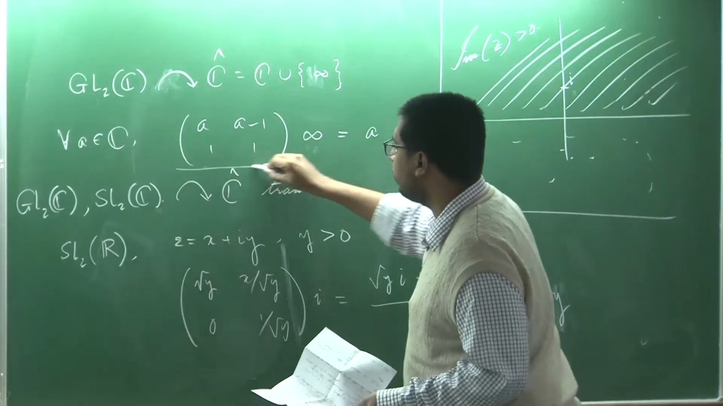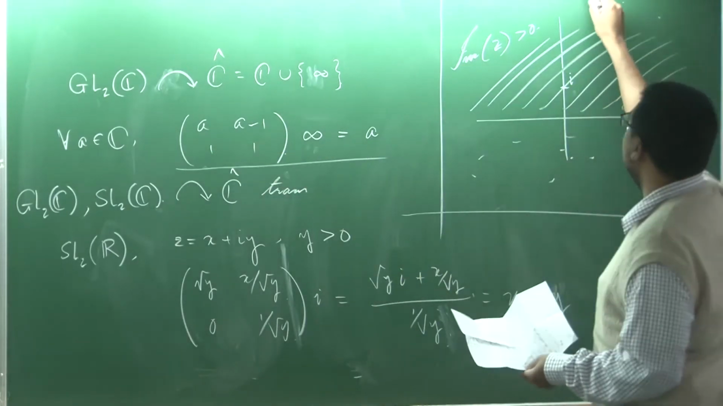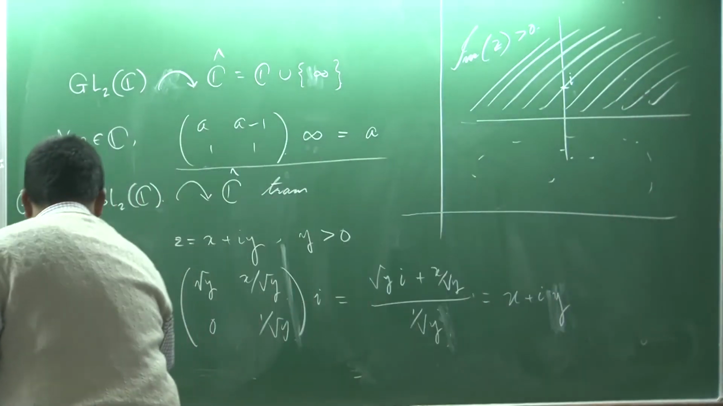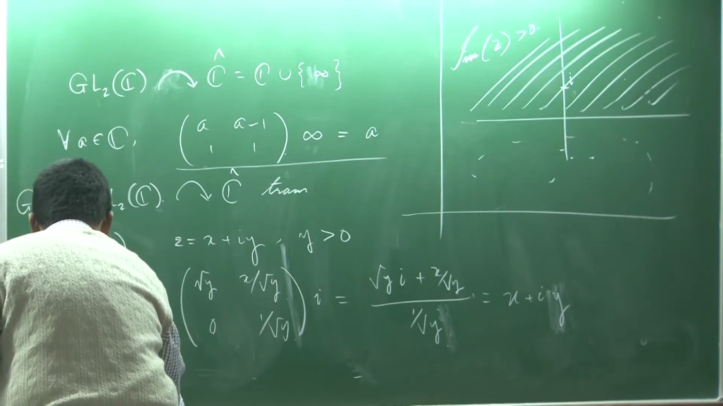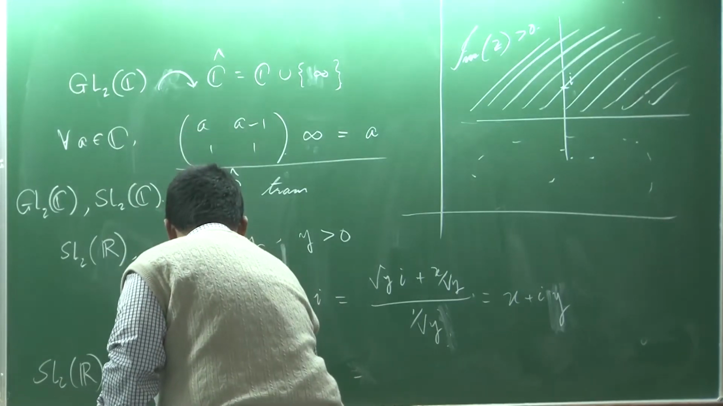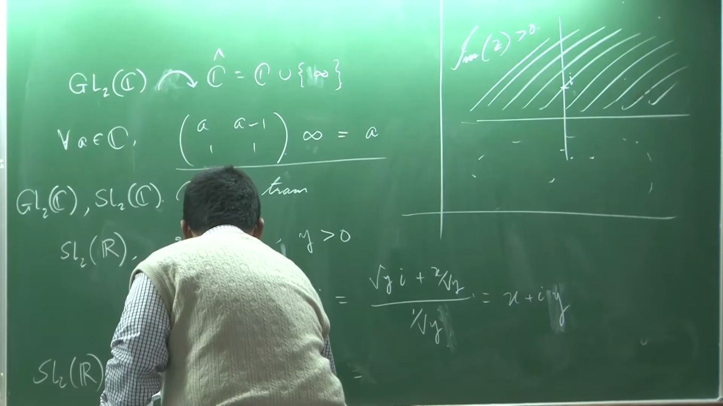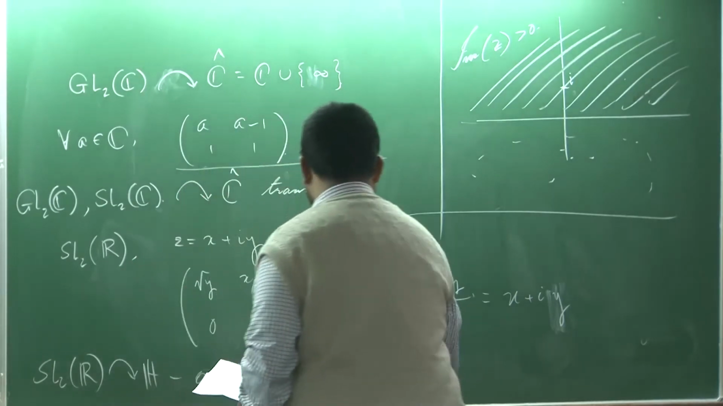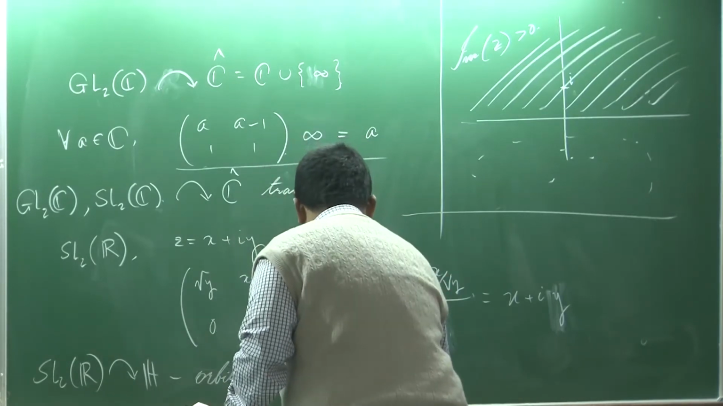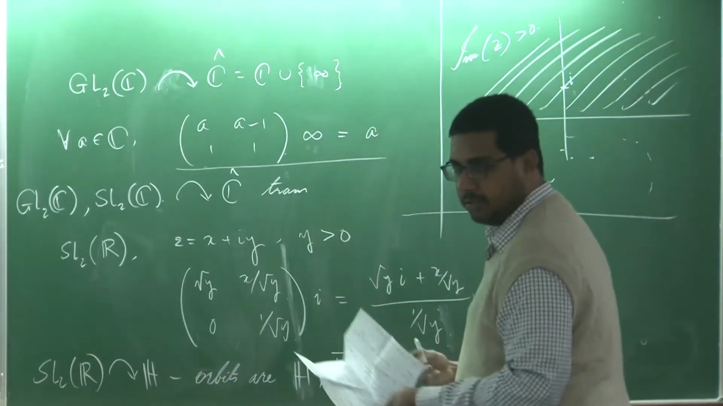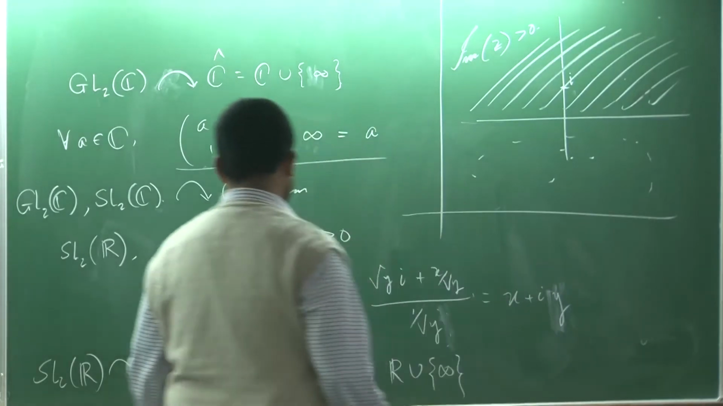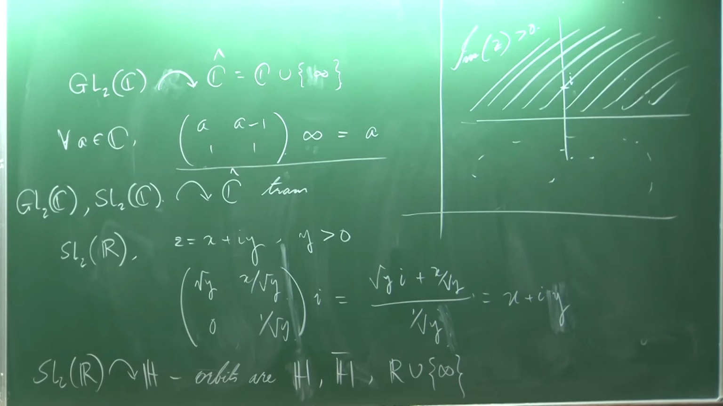Now, this shows that the infinity can be brought to any other point on the real axis. Therefore, under the action of SL2R on H2, the upper half plane, we exactly have 3 orbits. One orbit is the upper half plane itself, another orbit is the lower half plane, which is nothing but the complex conjugate of the upper half plane, and the last one is R union infinity. We have exactly 3 orbits under this action.